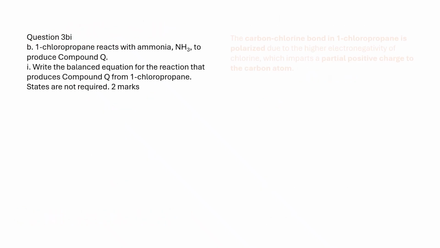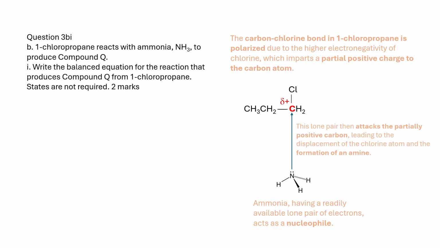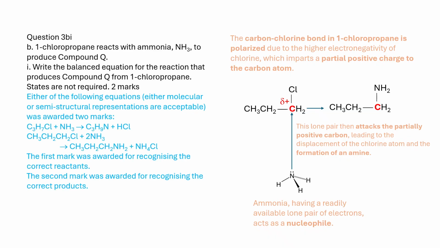The carbon-chlorine bond in 1-chloropropane is polarized due to the higher electronegativity of chlorine, which imparts a partial positive charge to the carbon atom. Ammonia, having a readily available lone pair of electrons, acts as a nucleophile. This lone pair then attacks the partially positive carbon, leading to the displacement of the chlorine atom and the formation of an amine.